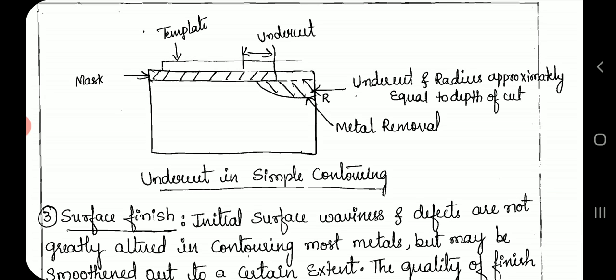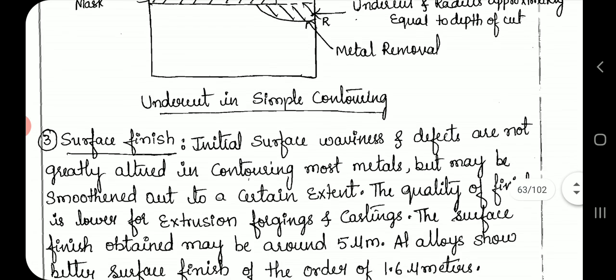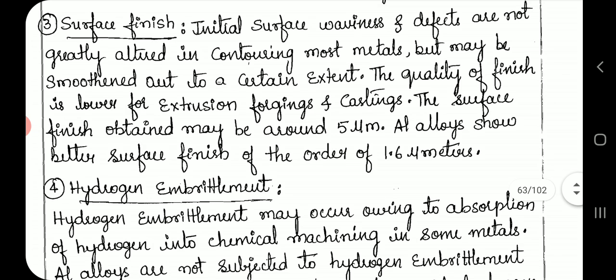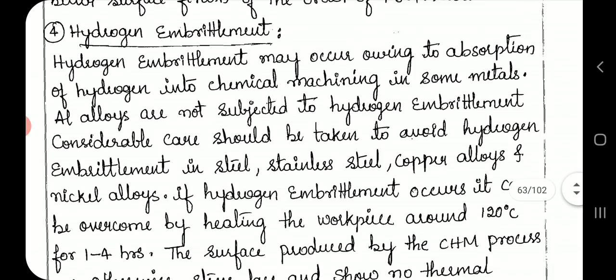Figure indicating undercut in simple contouring. Surface finish: initial surface waviness and defects are not greatly altered in contouring most metals, but may be smoothed out to a certain extent. The quality of finish is lower for extrusions, forgings and castings. The surface finish obtained may be around 5 micron. All aluminum alloys show better surface finish, of the order of 1.6 micrometers.